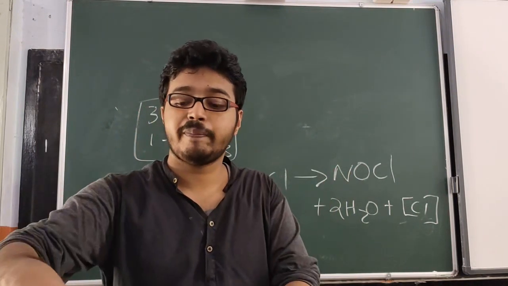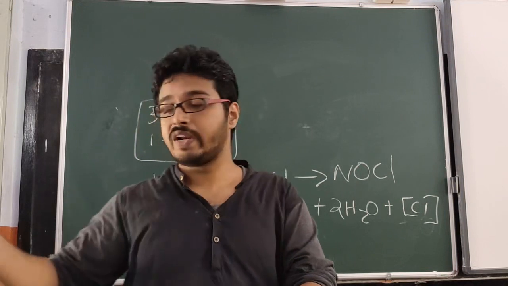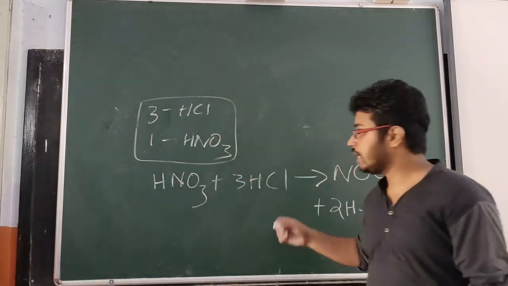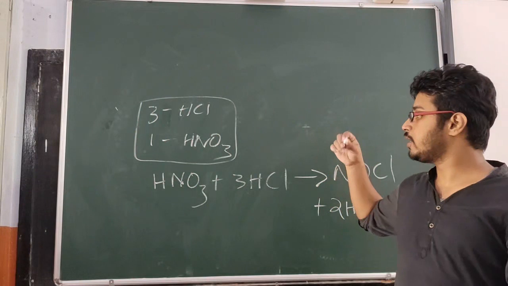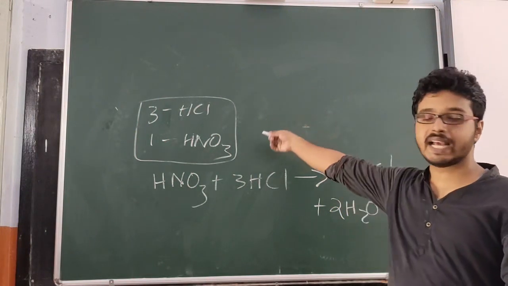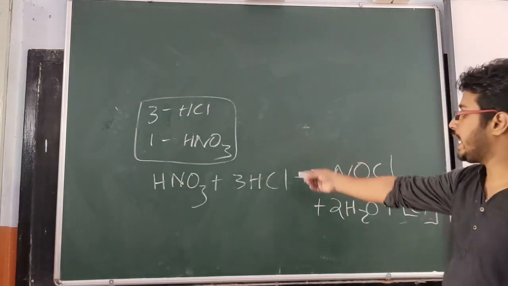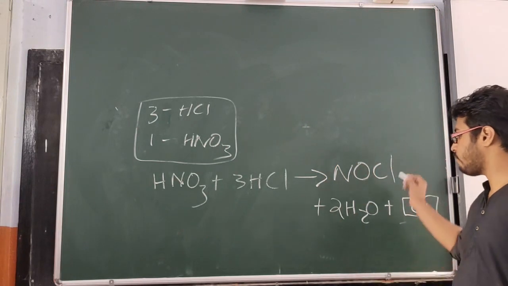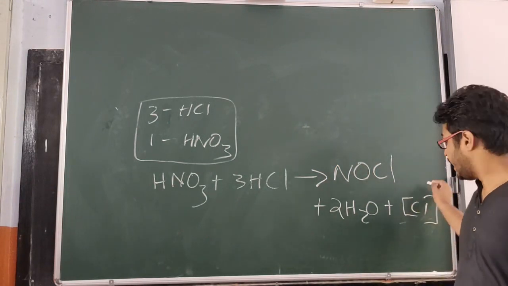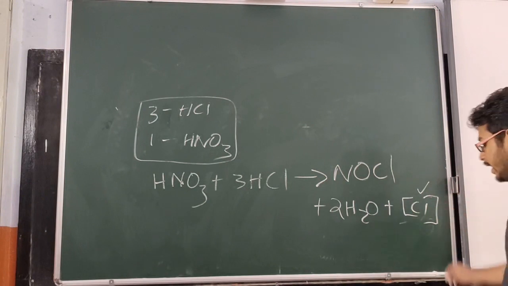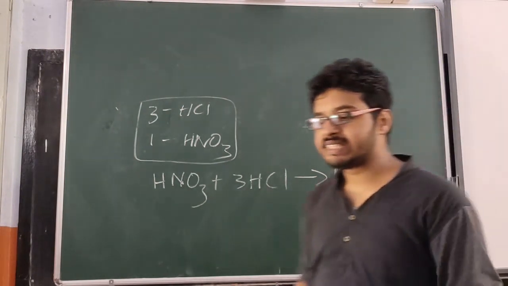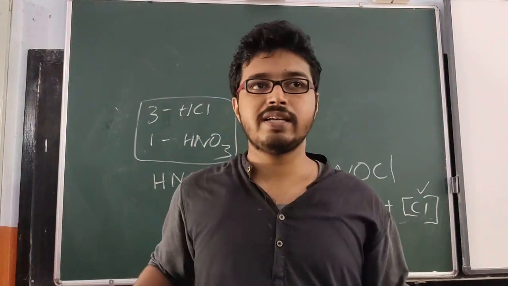HCl is used to prepare aqua regia. So what is aqua regia? Aqua regia is the 1:3 ratio mixture of nitric acid and HCl. When nitric acid and HCl are mixed, the following reaction takes place and it will form nascent chlorine atom. Now we are going to discuss what is the use of this aqua regia.